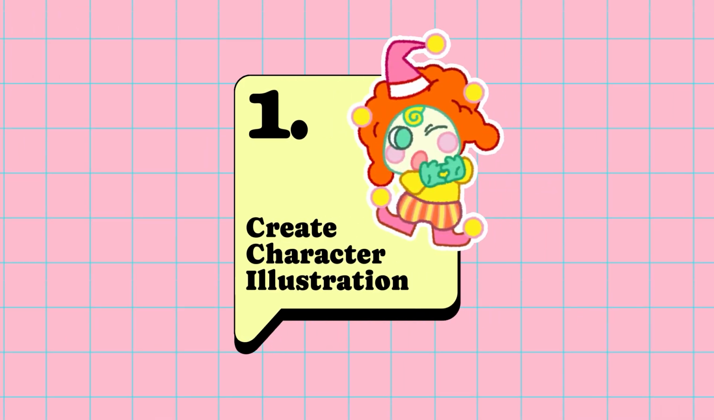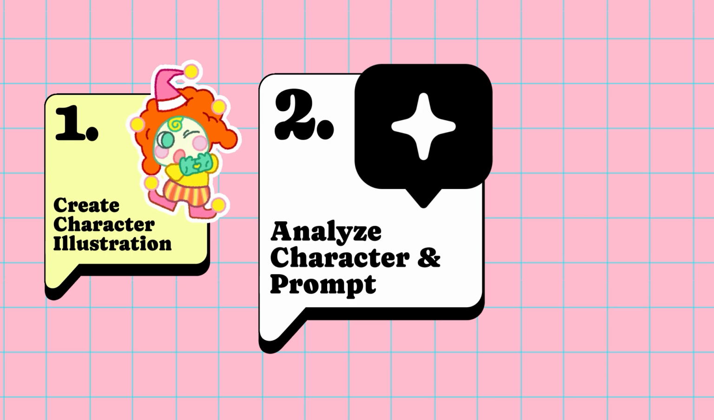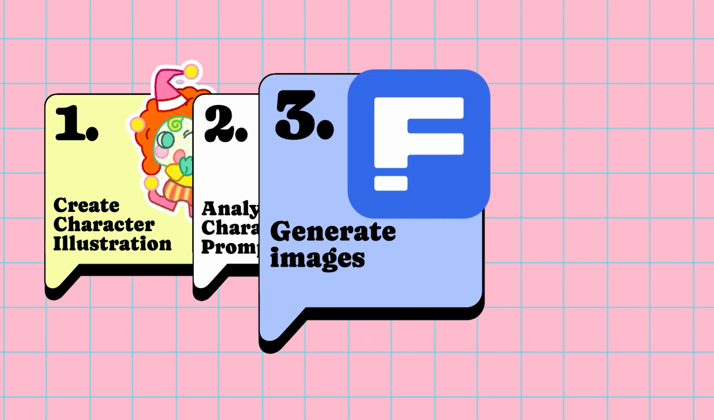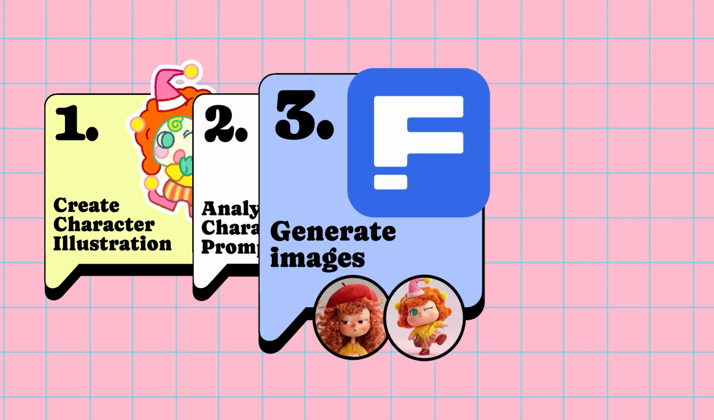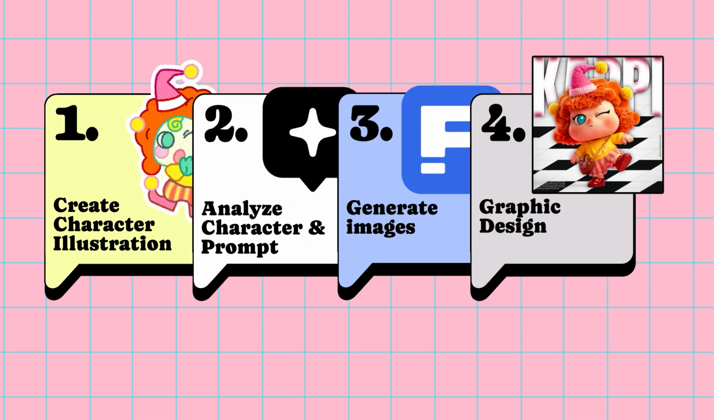First, we create the 2D character illustration simply like this. Second, we write the prompt based on the key traits of our character. Third, and that is the key step, I use Freepik to generate our reference image and the 3D style result. And finally, I add some graphic elements in Photoshop to polish the final image.